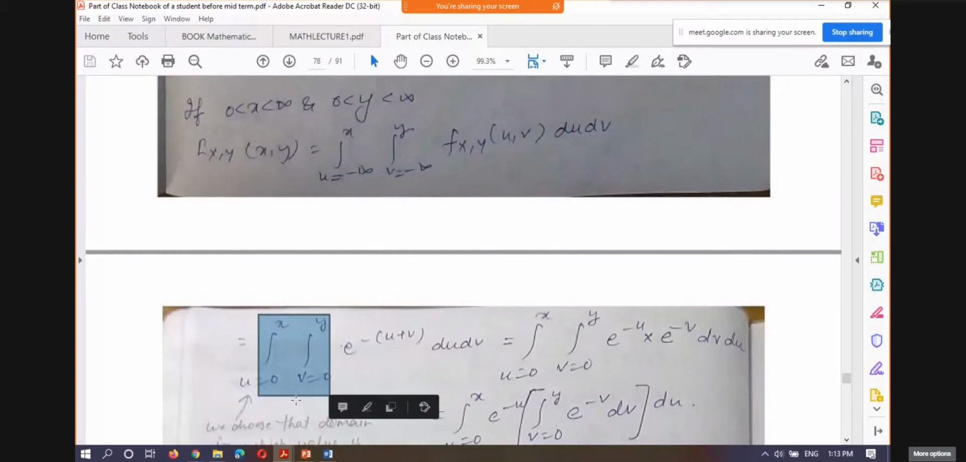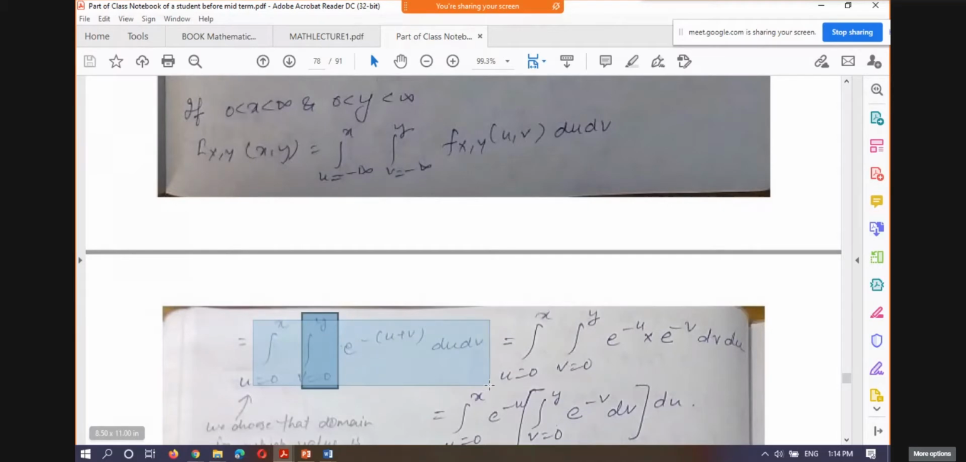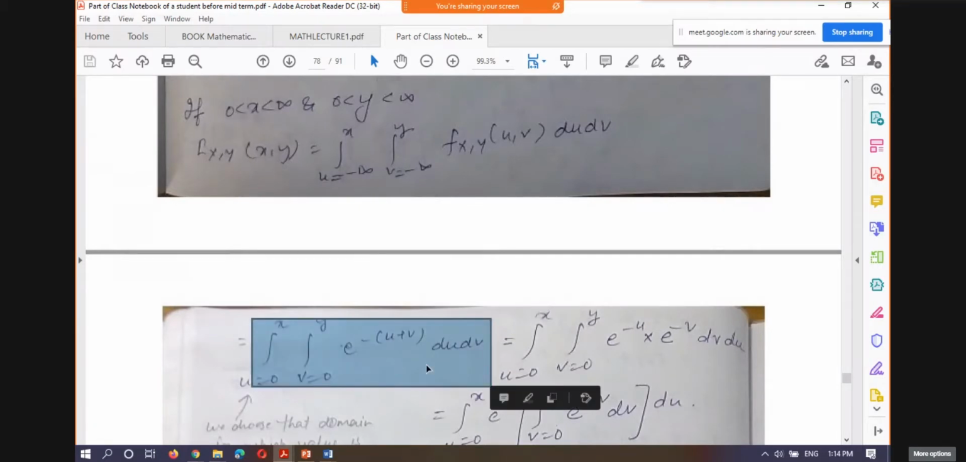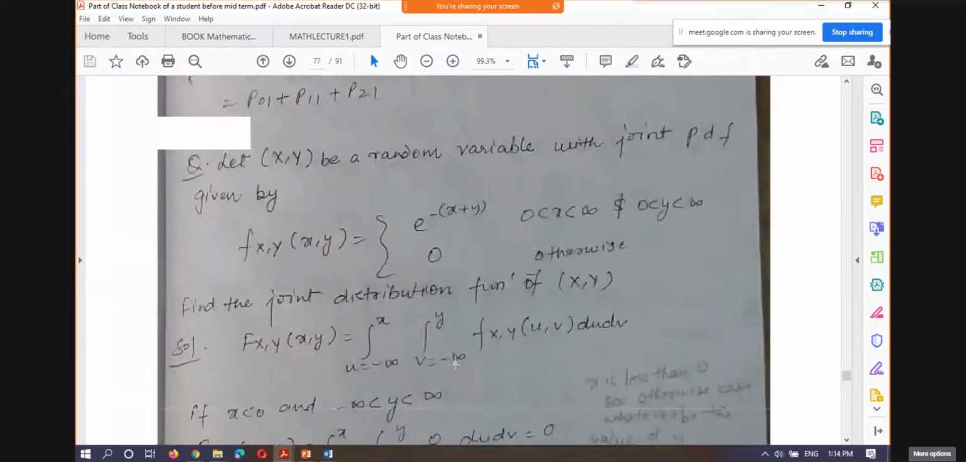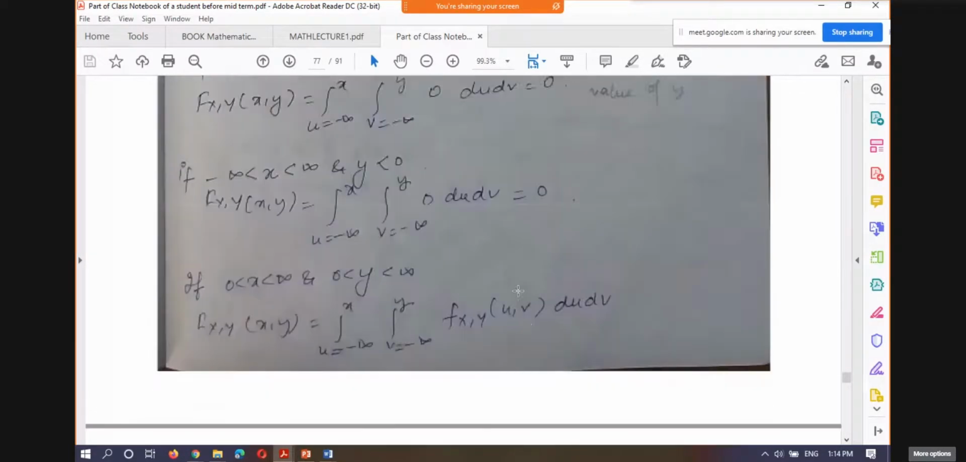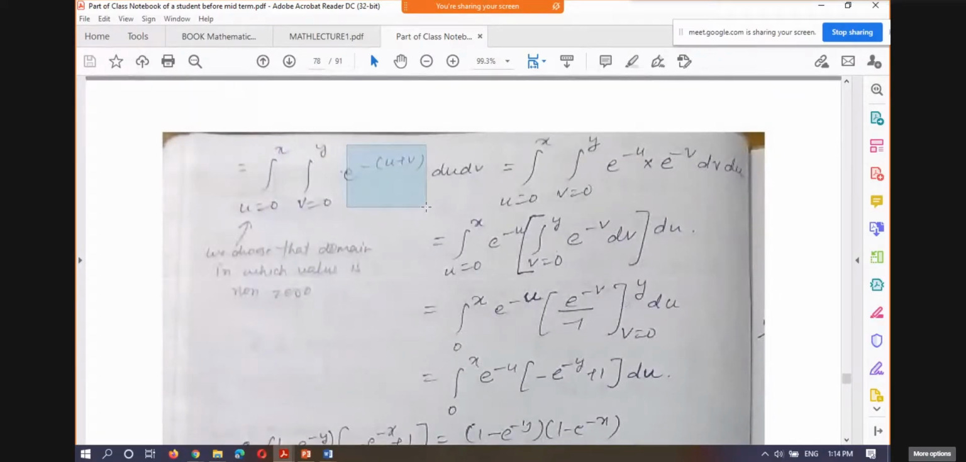In that domain, u has values from 0 to x, and x itself is greater than 0. Similarly, v goes from 0 to y, and y is itself greater than 0, so both x and y are greater than 0 here. So whatever the domain of integration considered here, in this domain u and v are greater than 0, and if both u and v are greater than 0, then we use this definition. If we substitute this definition, we will get this one.